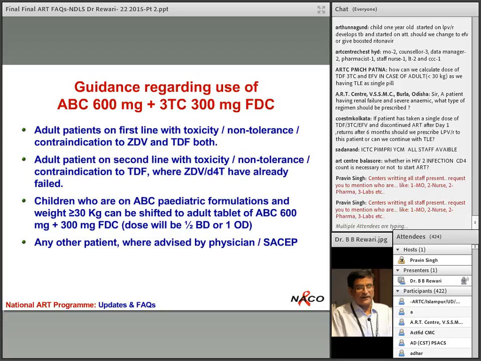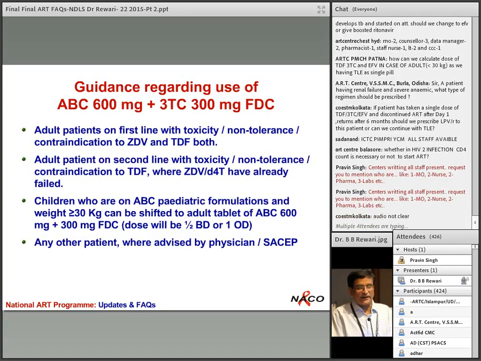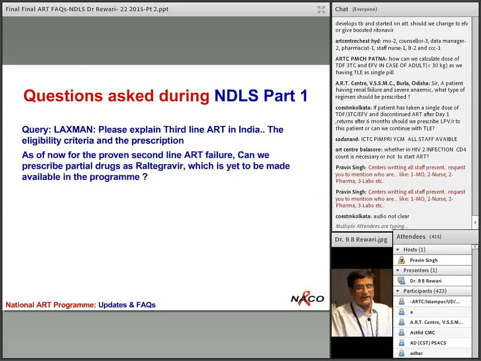Children who are on abacavir pediatric formulation and weigh more than 30 kg may be counted in the less than 15 group in MIS, but if their weight is more than 30 kg, they can be shifted to the adult tablet of abacavir 600 plus 300 FDC. Dose will be half twice a day or one tablet once a day of 600 mg and 300 mg. Any other patient which is advised by SACEP can also use abacavir.